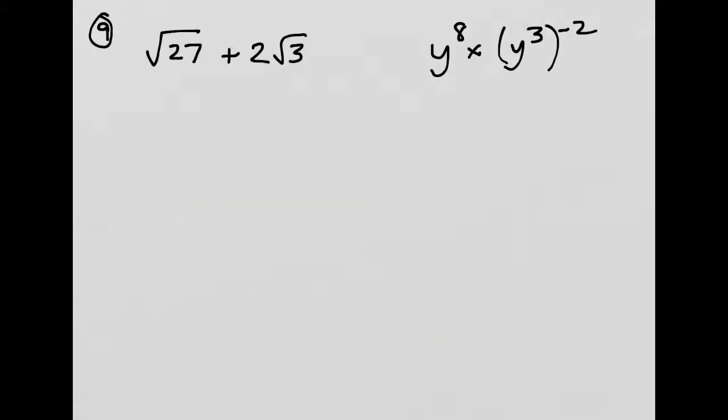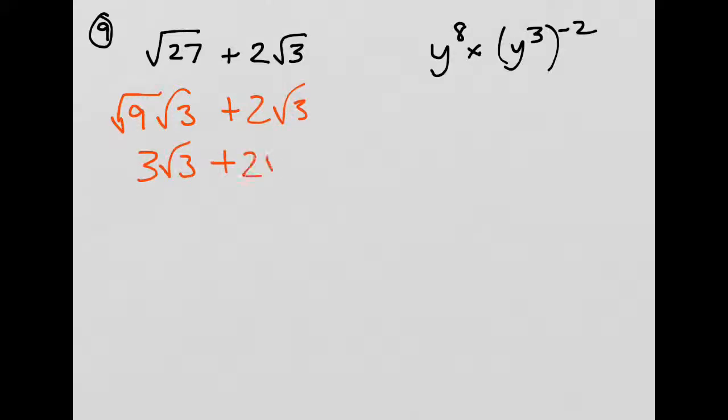Question 9. Root 27 is root 9 root 3. 2 root 3 we can't do anything with. Root 9 is 3, so that's 3 root 3's. Add 2 root 3's, which is 5 root 3's.